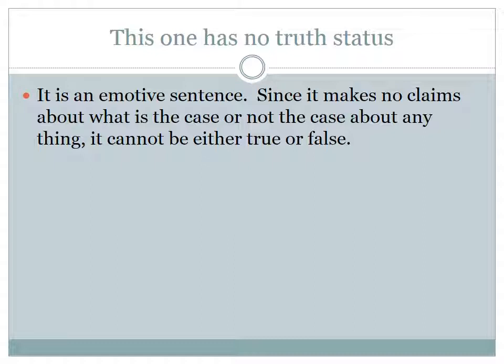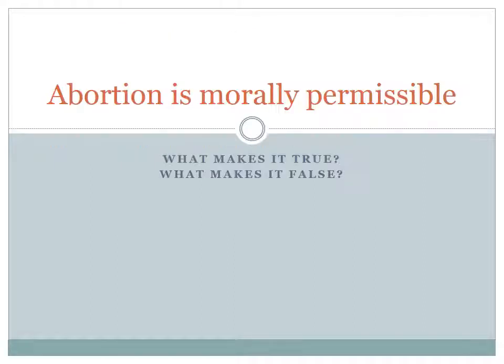So there's three kinds of sentences: imperatives, emotives, and interrogatives, right? Those are all sort of non-truth sentences, right? They're made up of English words in a proper order, but they don't say anything about anything.